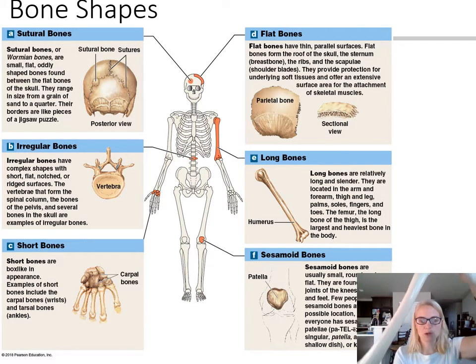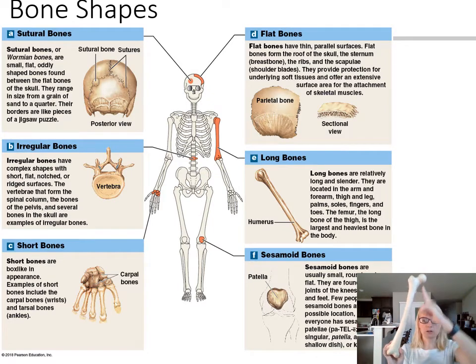Long bones are longer than they are wide. Most of your appendage bones are long bones. Here's your tibia. This is one of your lower leg bones.